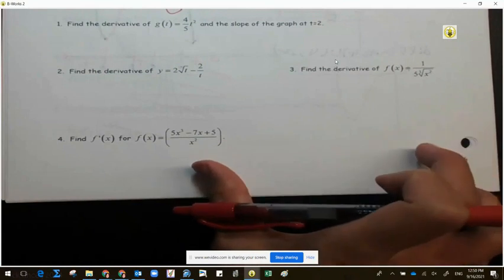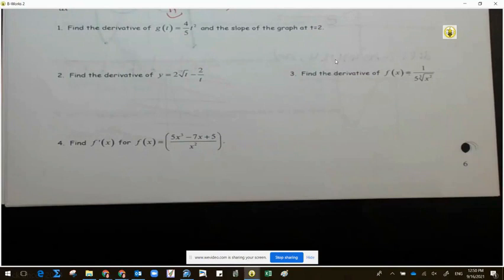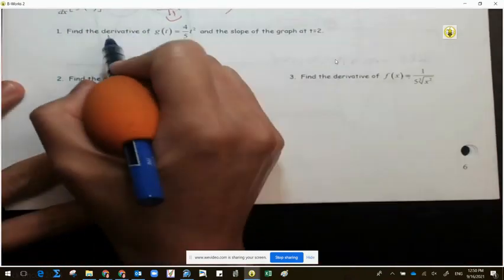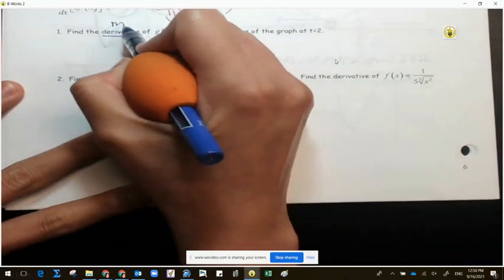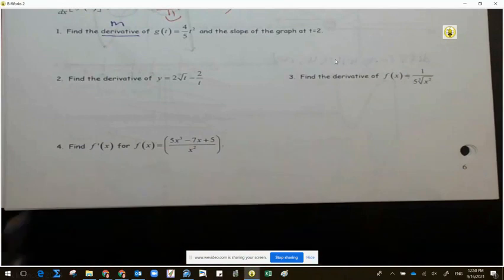All right. Let's see. Chloe, let's read number 1 on the bottom there. Find the derivative of g of t equals 8 over 5 t to the second, and the slope of the graph at t equals 2. Find the derivative. Derivative is a slope function. So for this piece, I'm going to write everything out. After this page, I'm not writing everything out.